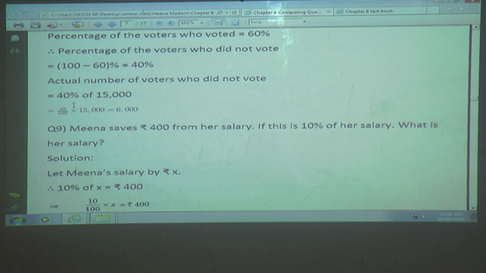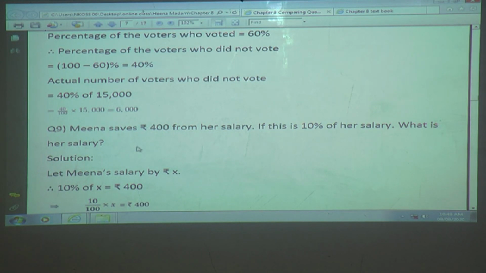So this percent, you know very well how to convert. 40% of 15,000, we have seen various examples. Same steps you have to follow. 40 upon 100 multiplied by 15,000. After reduction we will get 6,000. So 6,000 voters have not done the voting out of 15,000 voters. In this way we have found out the number of people who did not vote for the constituency.